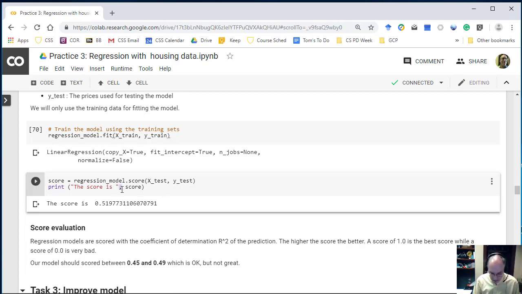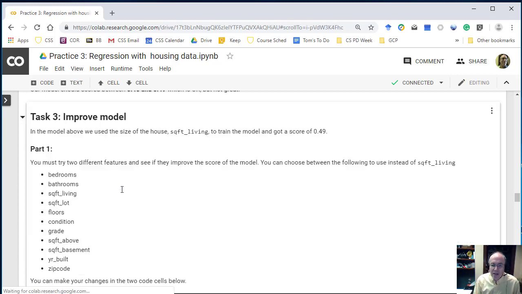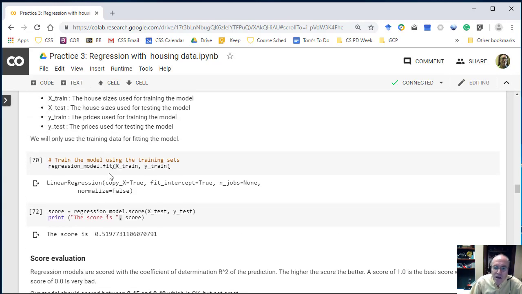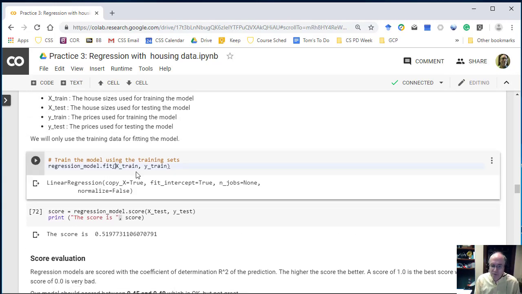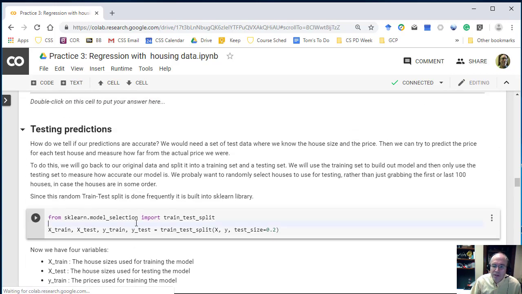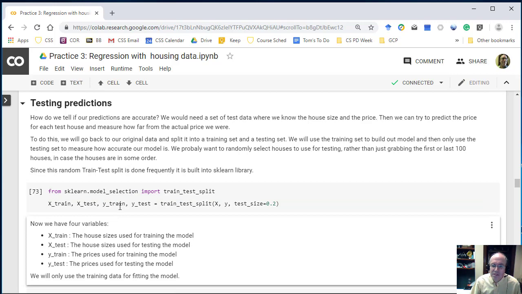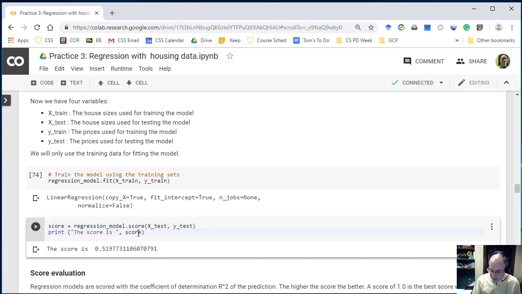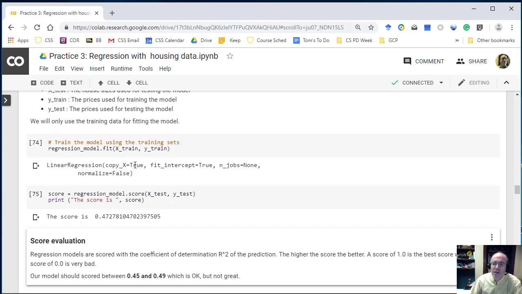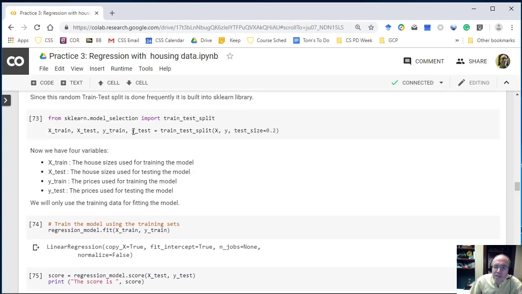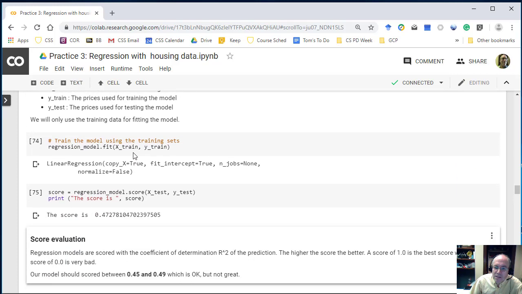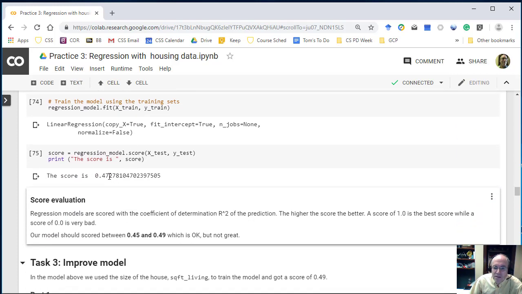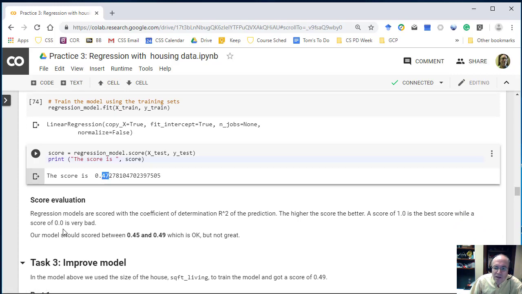I can actually run this again and get different values. Every time I do the train test split, it randomly selects houses, and then I train it and test it, and I'll get slightly different results. Because it's randomly picking some houses for training and some houses for testing, depending on which houses it sees, it will change how accurately I can predict the other houses.